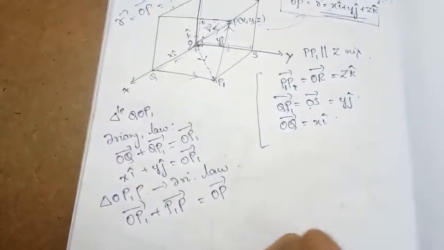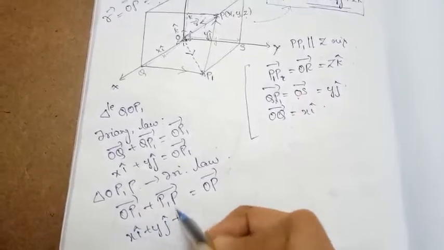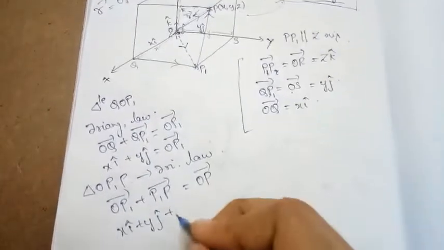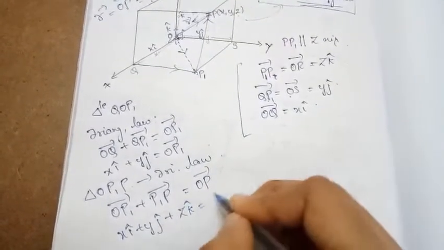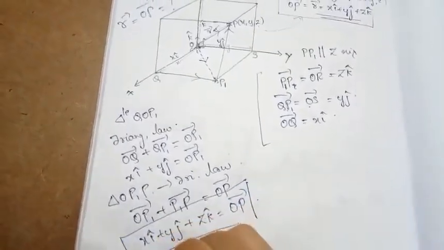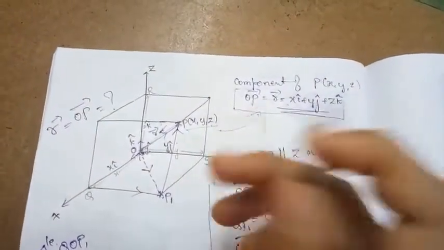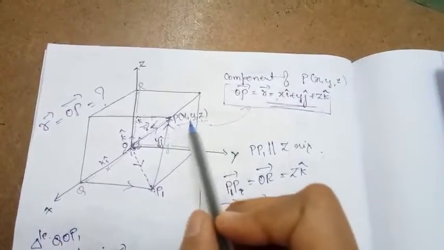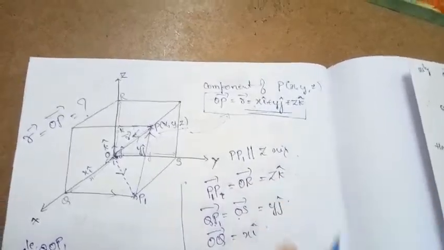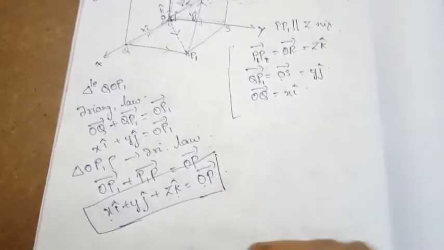So what is vector OP1 saying? It is nothing but xi cap plus yj cap. What is vector P1P saying? P1P vector, you can see here, it is nothing but zk cap. So OP equals OP1 plus P1P. This is what I said in the beginning itself: if they have given any point, then the component of that vector is nothing but the coordinate of that point along with the respective unit vector. So that is what we have derived now. Vector OP is equal to xi cap plus yj cap plus zk cap.